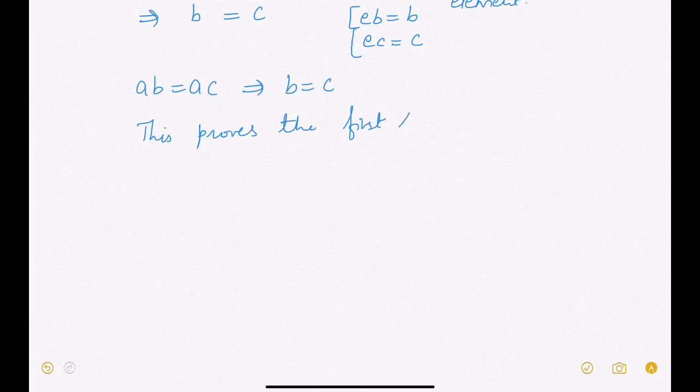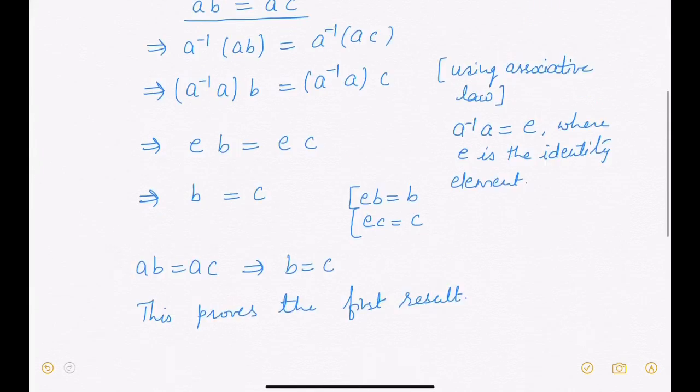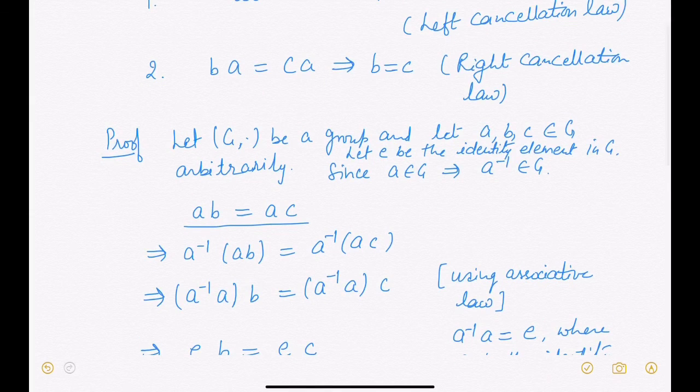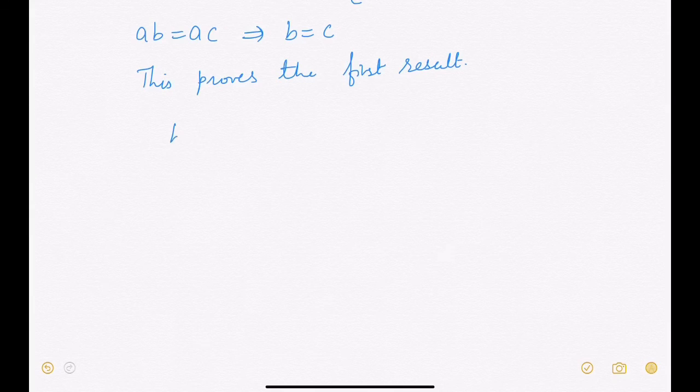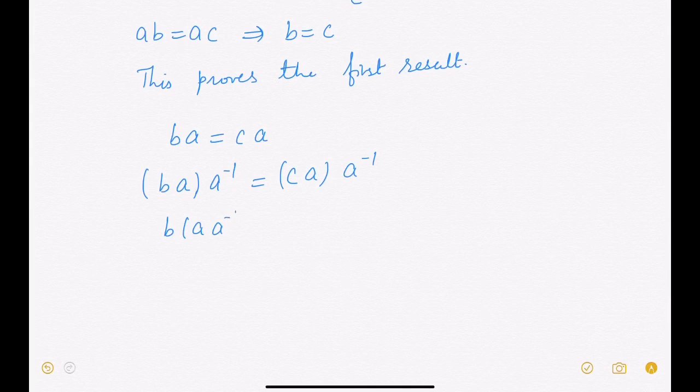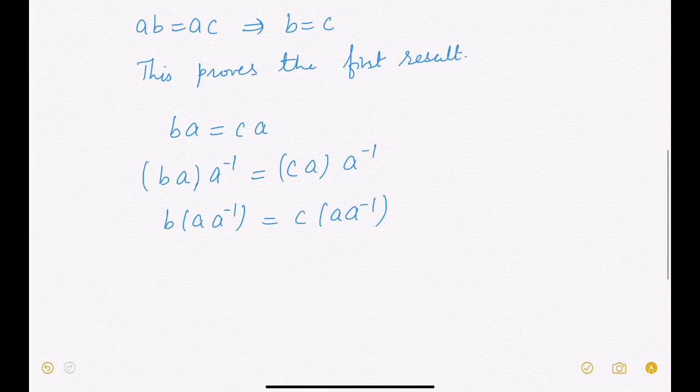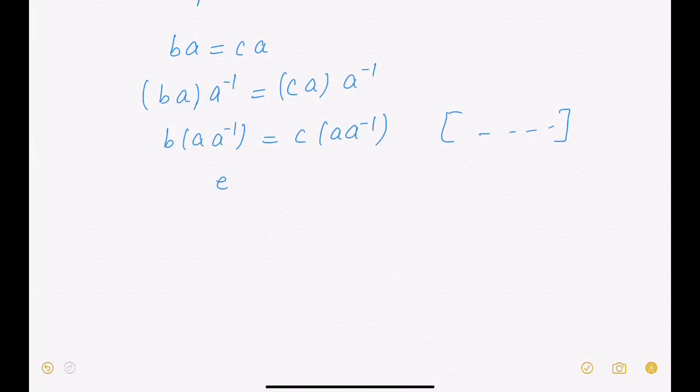Next, in a similar pattern, we have to show BA equal to CA. So BA equal to CA. For this, operate on both sides by A inverse. Now again change the grouping, that is, use associative law for associative property. Write down here which law you are using. Then A inverse A gives you the identity element.